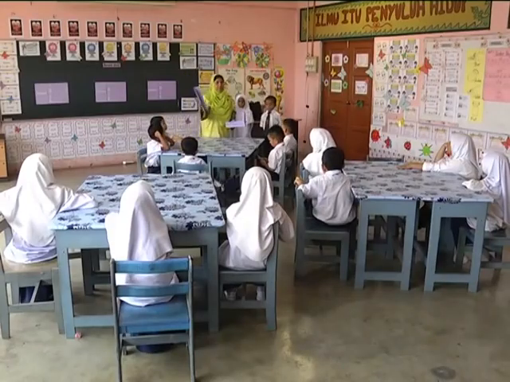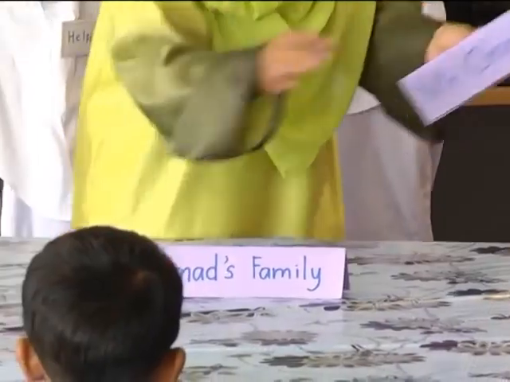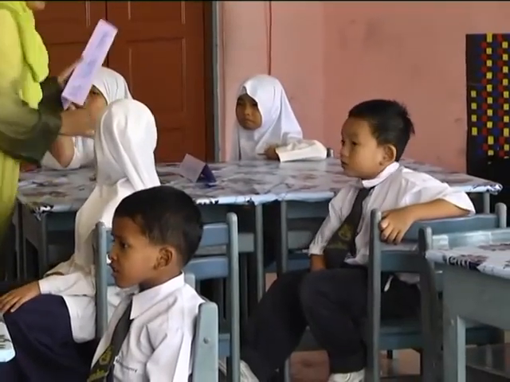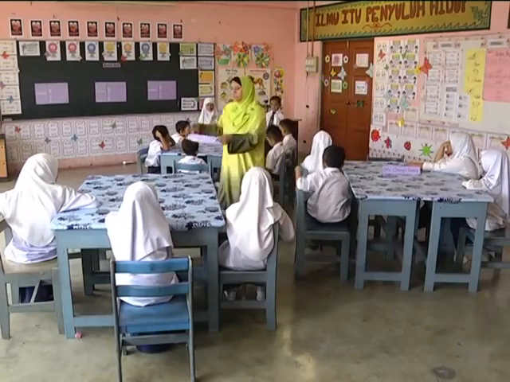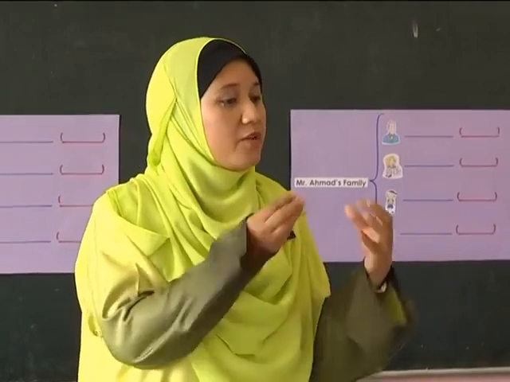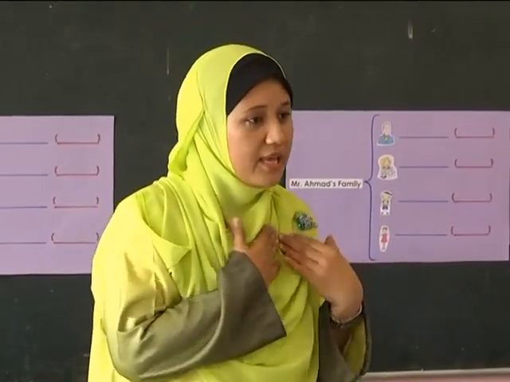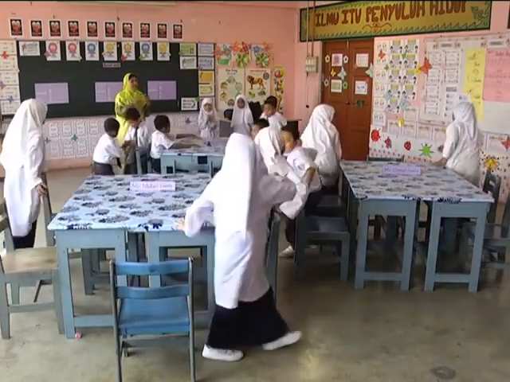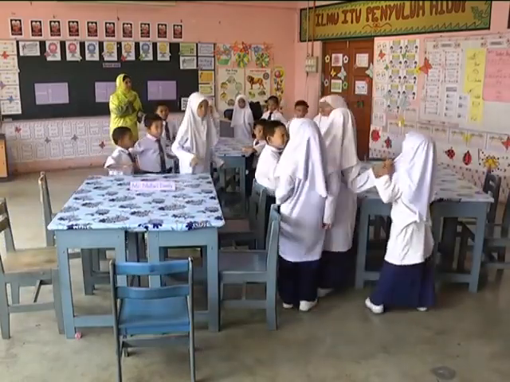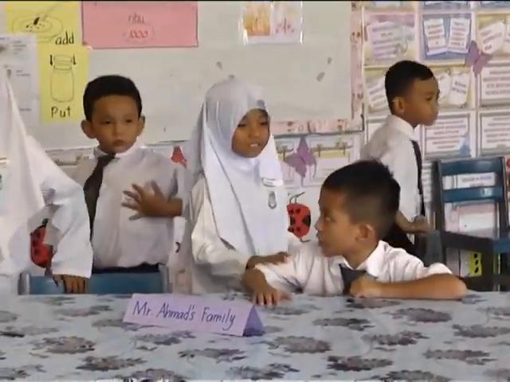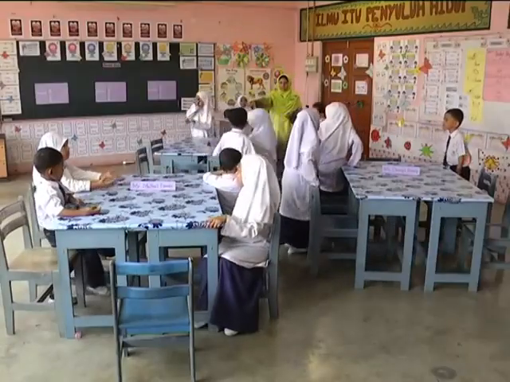So, Mr. Ahmad's family should sit here. And then Mr. Chong's family will sit here. Mr. Mutu's family will sit here. Look at your friends, look at your family members' names. 1, 2, 3, go! Find the same letter like yours. Mr. Ahmad, find your family. Stand up. Please find your family. Look at their name tag. Sit together in a group.